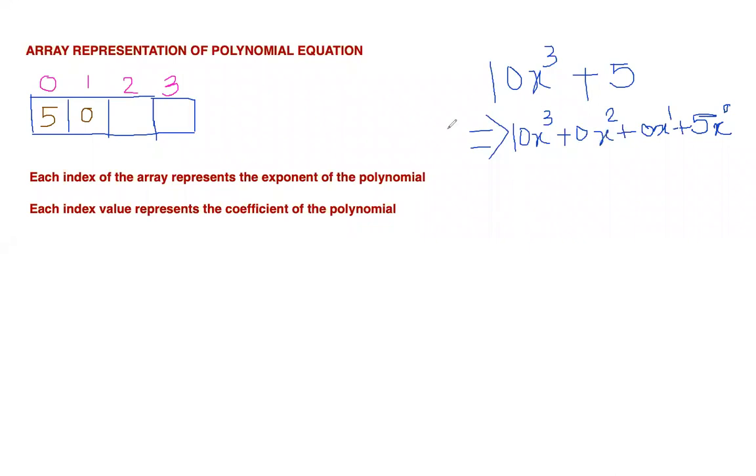Exponent 2 also has a coefficient 0, so it will be 0 in this place. And exponent 3 has a coefficient of 10, so 10 will be stored in this third index position of the array. So we can understand that in this case, suppose we have a polynomial like this: 10 x to the power 10 plus 2 x to the power 1.